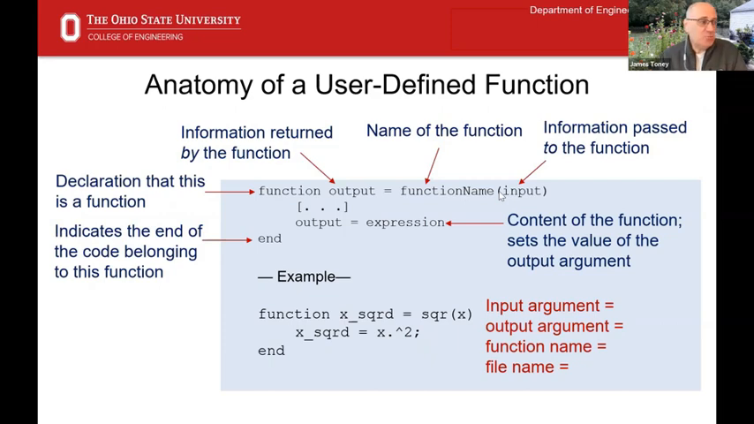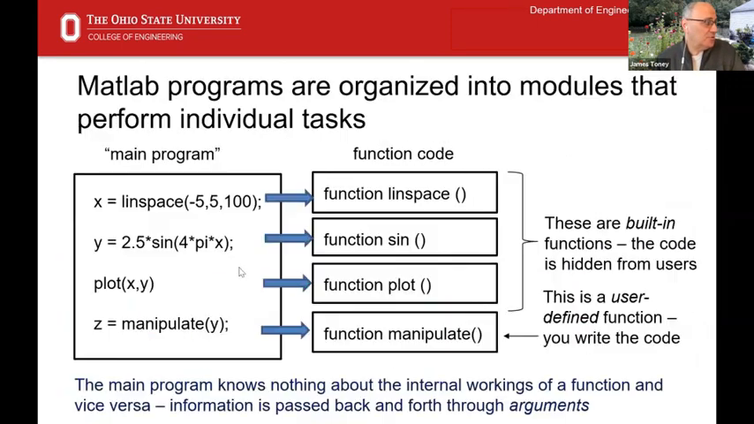Now, of course, the way a function works, you pass it information, just like with built-in functions. These numbers that I'm passing to the function are arguments, input arguments. And then the function returns something to me. So I don't have to know anything about how the linspace function works. All I have to know is, what do I pass to it? And then what does it give me in return?